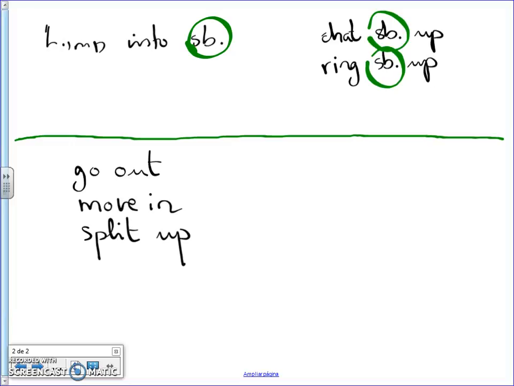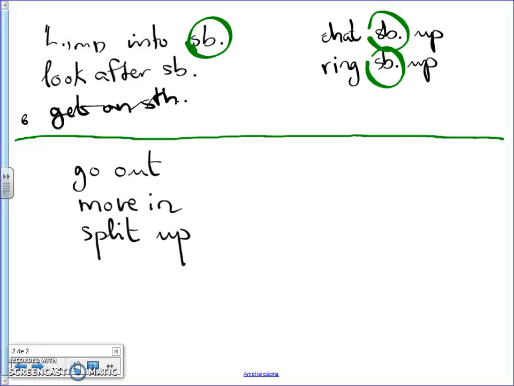More examples of these verbs are, for example, look after somebody, or get on something, like a bus, for example. Okay? And here we can say put something on. Okay? In the next group we have go out, move in, split up.